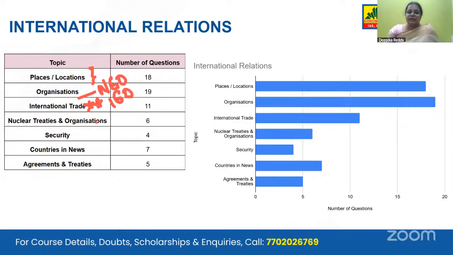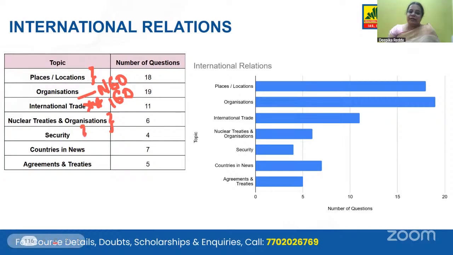Nuclear treaties and organizations, basically you have a lot of conventions, protocols and treaties being signed between countries. There are multilateral treaties that are signed. So any convention, any protocol, any treaty in the news becomes important for you.